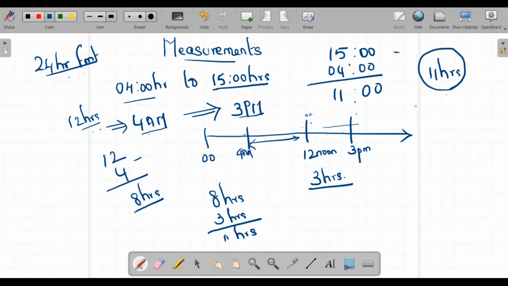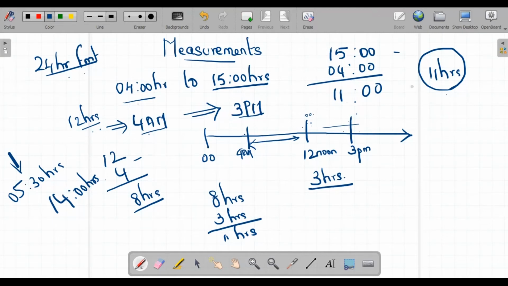This is what we got in the 24-hour format also. So remember, if the time is in the 24-hour format, we can directly subtract and find out the duration or time that has passed between any two given values. For example, if it is 0530 hours and, say, 1400 hours, I want to find out the duration between these.